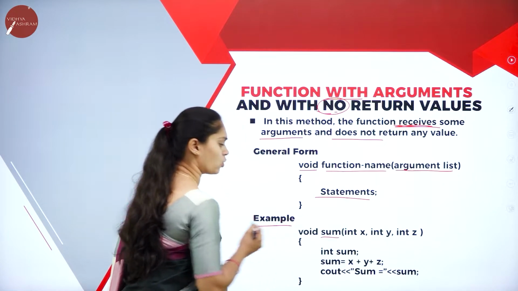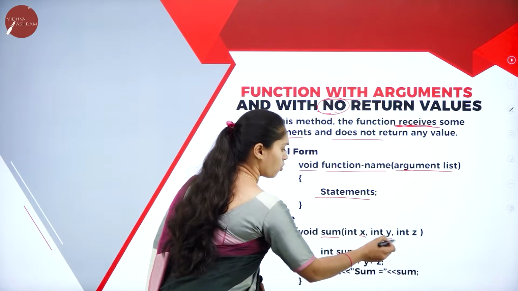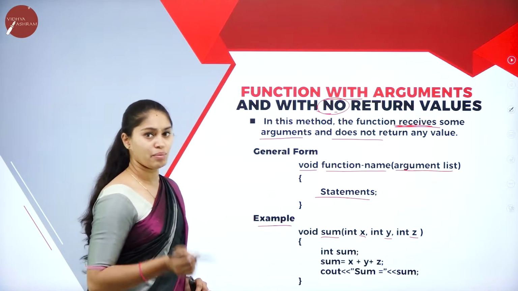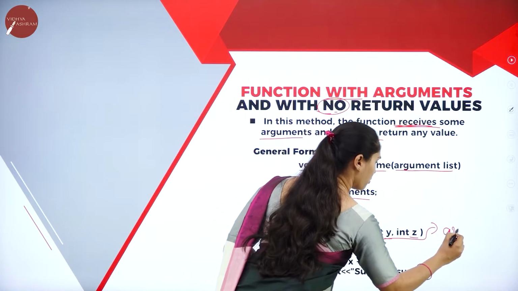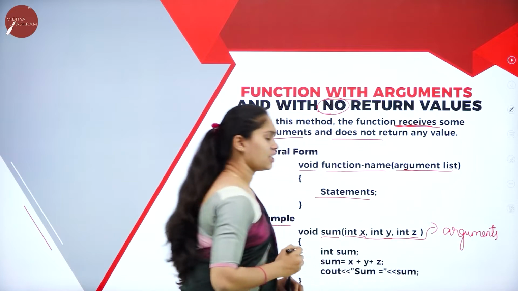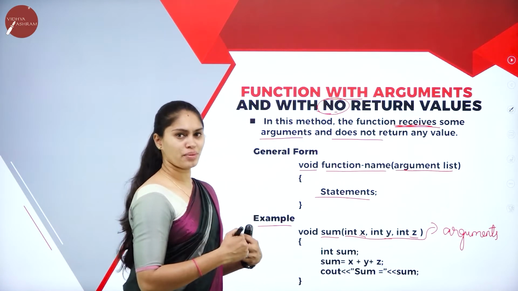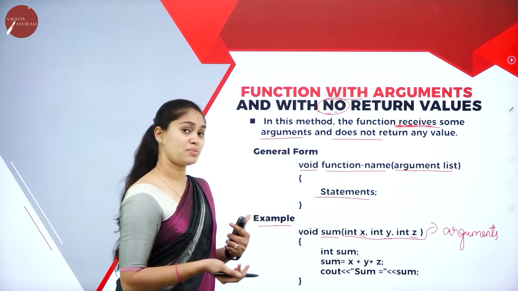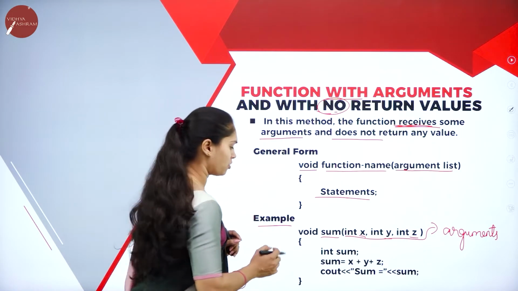Void sum. What is the name of the function? Sum. And I have three parameters x, y, z, all of the data type integer. What can I call all these together? Arguments. It will take the list of arguments or parameters, and by taking those arguments it will perform some operation, but it does not return any value back to the main function. That is what you have to remember.